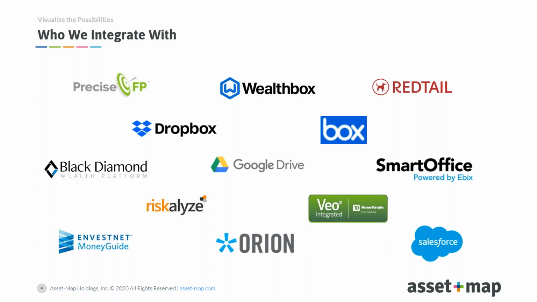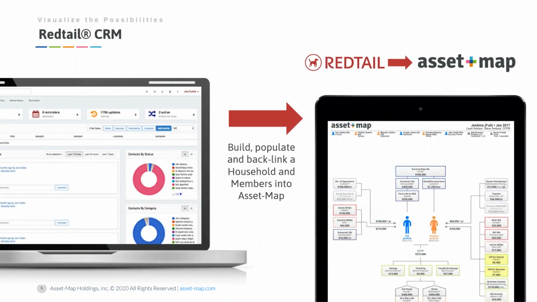each of these integrations, starting with our Redtail integration. So the great thing about our Redtail CRM integration is it allows you not only to import a household from Redtail into AssetMap, but you can also backlink a household as well. So if you've already added a household into the AssetMap application, you can still link up your Redtail so that it brings over the most up-to-date contact information.